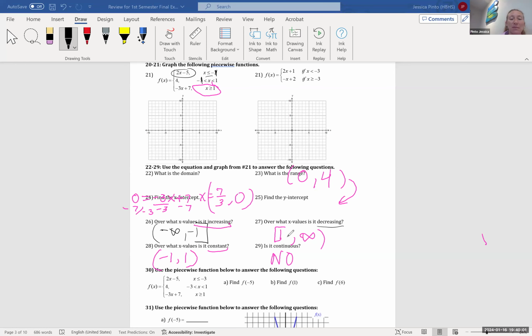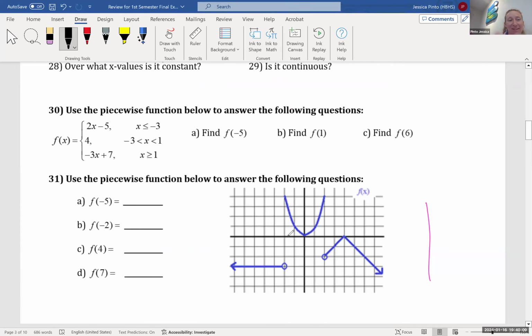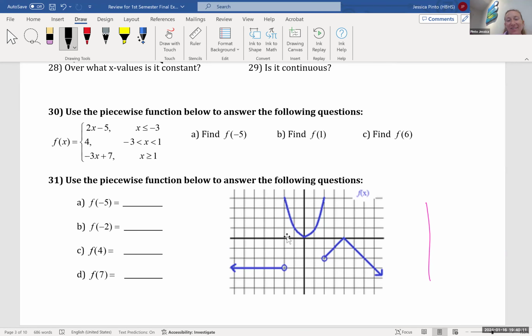Okay, maybe in a minute. Okay. And then I think that 30 might be our last one to do. I think this was on our other thing, but I can't recall. So -5 is less than -3. So that means we plug it into the first one. That would be -15. Oh, I see where this.